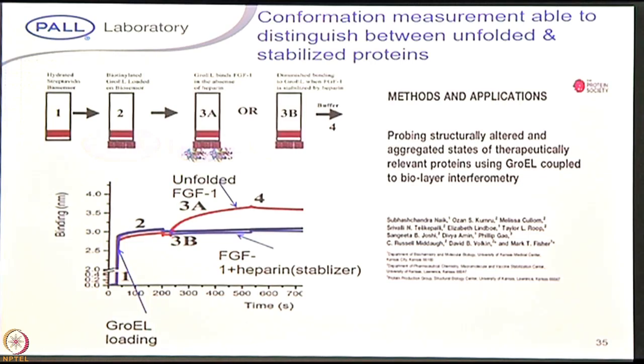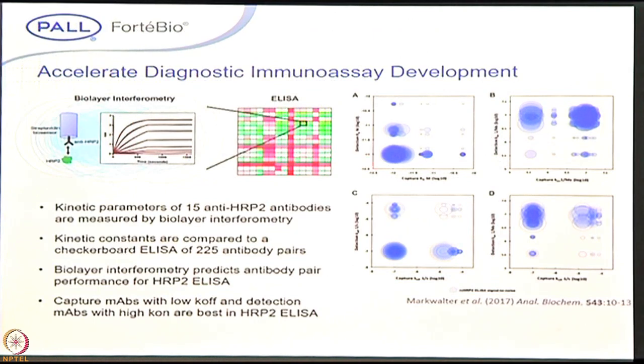And one more example, in the case of diagnostic immunoassays: they measured the kinetics parameters of 15 anti-HRP2 antibodies. They compared with ELISA, and you can quickly screen which antibody pairing is better for diagnostic applications. When you are developing any ELISA kits, you require a primary antibody and a secondary antibody, and you can quickly screen using this which are the best based on the kinetics profiles.